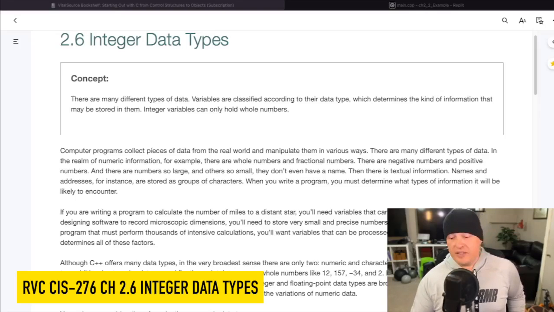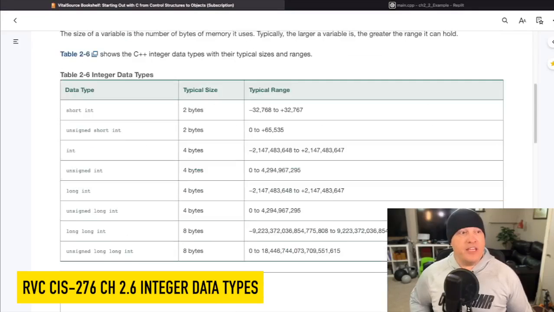Now, the integer data type is the easiest way for me to do this. This is also 2.6, by the way, and this starts on page 43. The easiest way for me to get this across to you is to say that an integer is a whole number. It does not have representation past the decimal value.